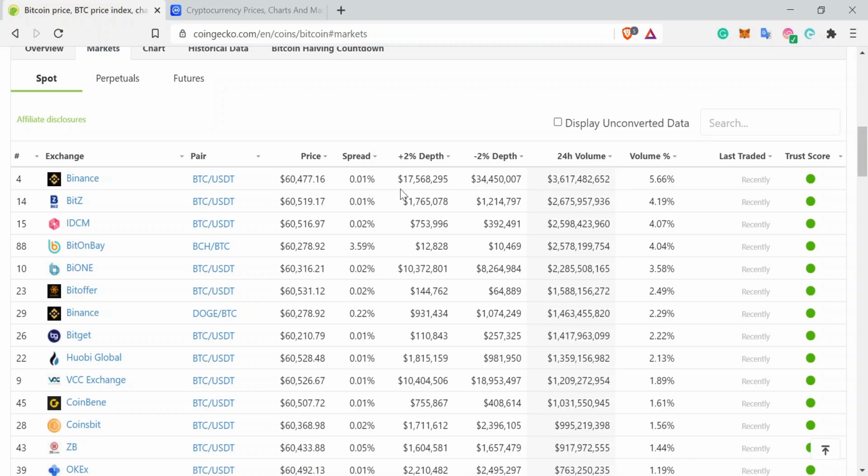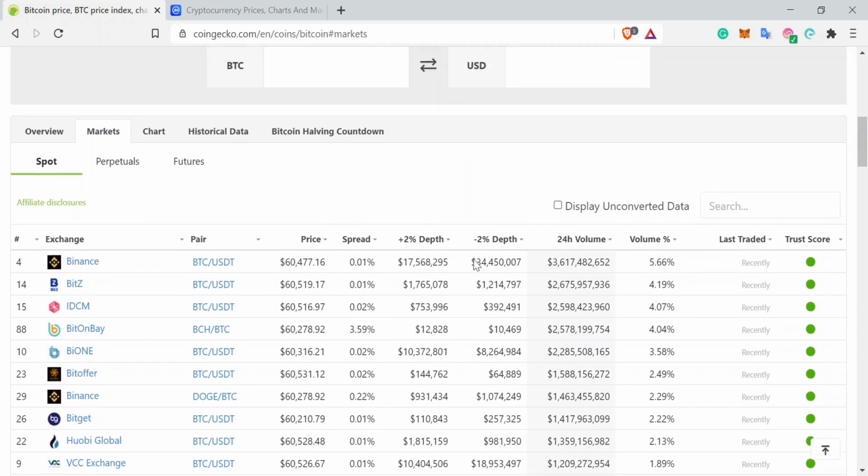For example, on Binance, great liquidity. So theoretically, someone could come along with a huge order of $15 million and actually get that order put in. Okay, and that would actually get filled. Whereas on something like BitOnBay, for example, if they came along with $15,000, it would struggle to get filled, let alone anything bigger than that. Okay, so obviously Bitcoin Cash against BTC is a low liquidity pair.